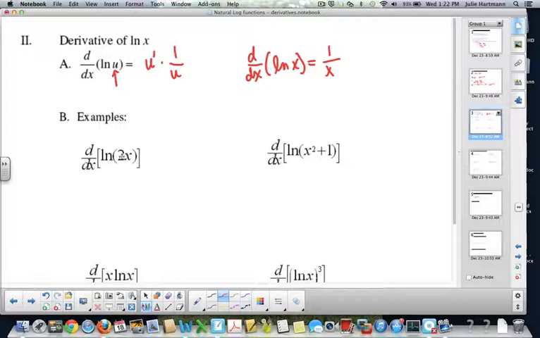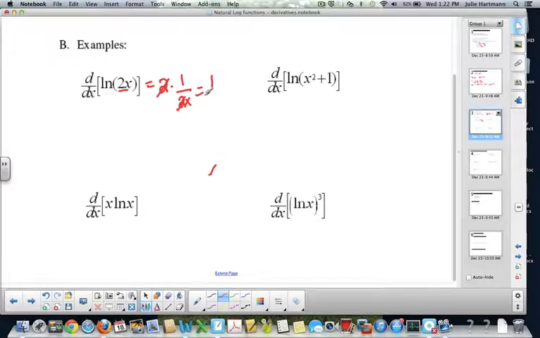Okay, so some examples. Derivative of the inside is 2 times derivative of the ln is 1 over 2x. The 2's cancel, you get 1 over x. The second one, derivative of the inside is 2x times derivative of ln, 1 over x squared plus 1. So you can write that 2x over x squared plus 1.